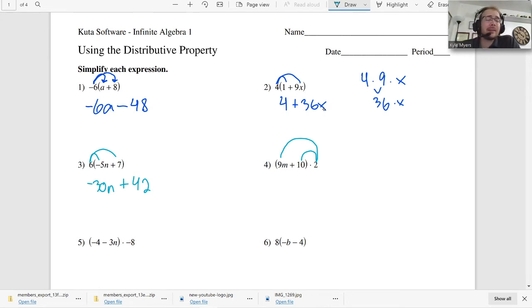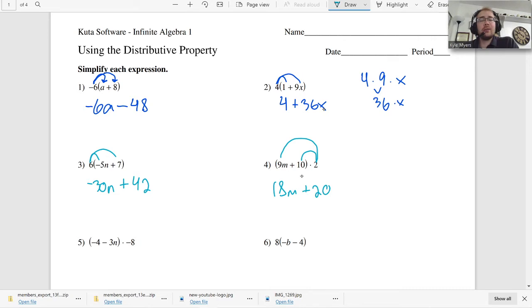It really doesn't matter. I'm going to do 2 times 9m first and kind of read it from left to right, sort of. 2 times 9m. 2 times 9 is 18, and then I keep the m. 2 times 10 is 20, so I'm going to put plus 20.